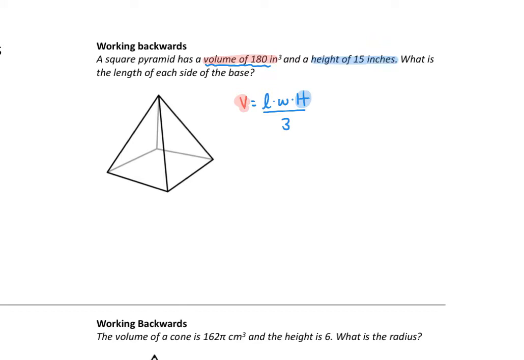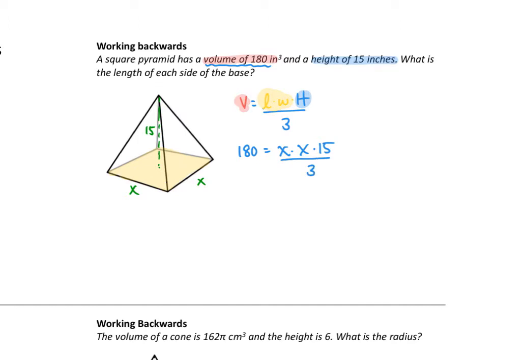Okay, remember that in a square base pyramid, the length and the width are the same. So if we're solving for each side of the base, we can just call them both sides x. Okay, the height goes straight down to the middle. We know that that's 15. So now we're just going to plug in what we know. So the length and the width is just x in this case. So plugging in what we know, the volume is 180. Length and width is x and x, so x times the height, which is 15, divided by 3.